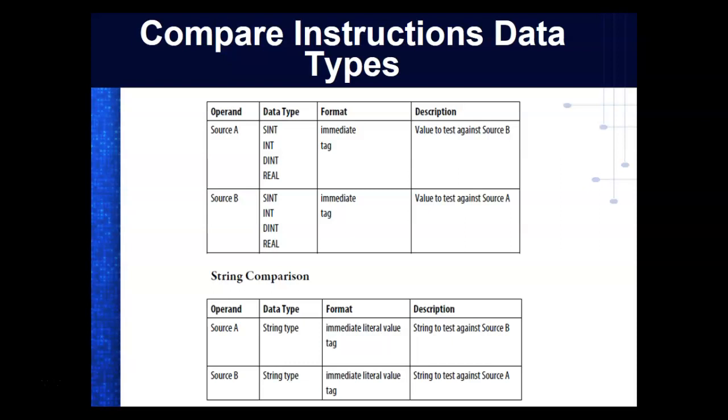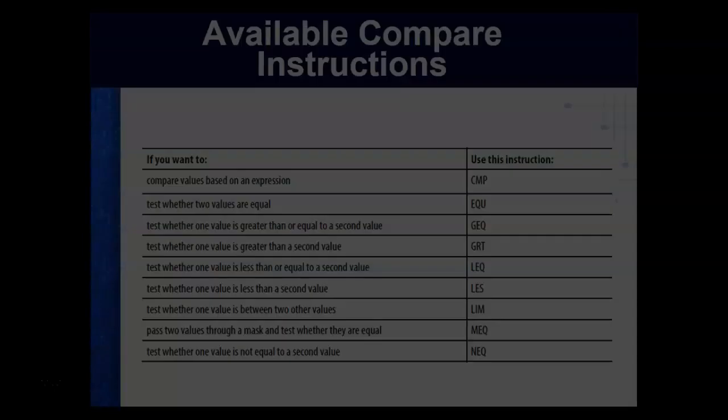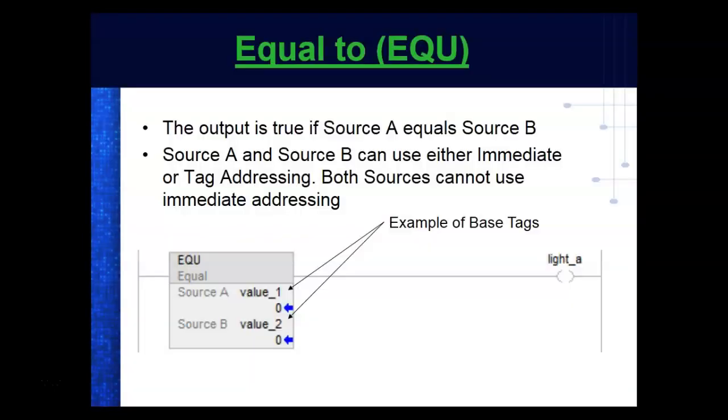So on all our compare instructions, this will make a little more sense when I go down to the compare instructions. We have a source A and a source B. When we say equal to, what do you think that means? Are they equal? Yeah, if source A is equal to source B. Greater than: is source A greater than source B? When you say it, you say source A first. A is first, and B would be second, right?